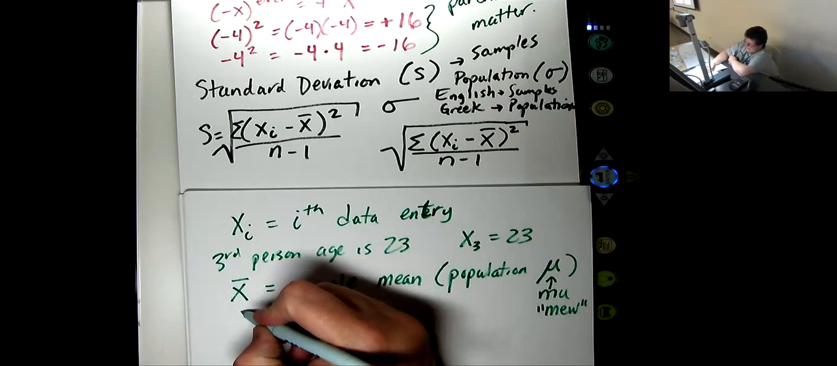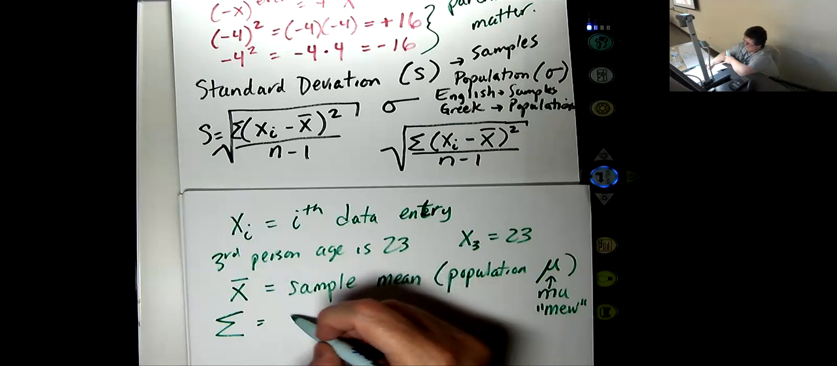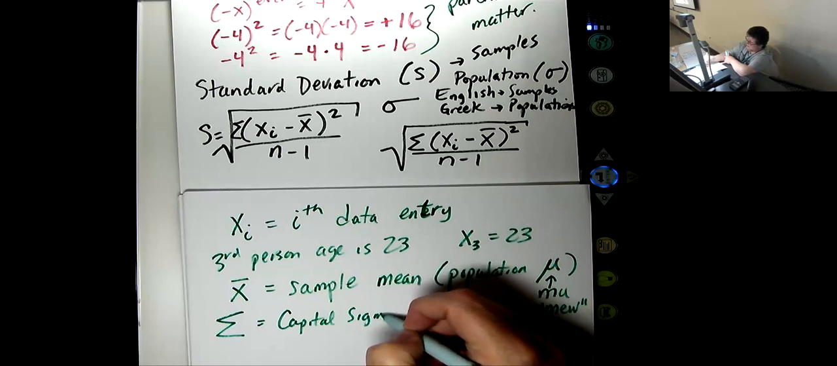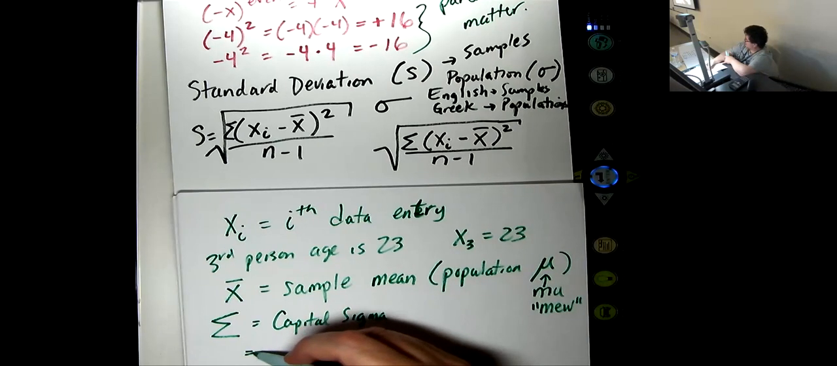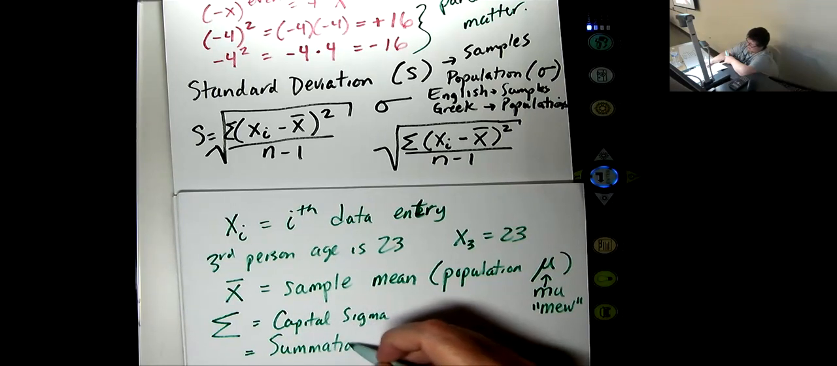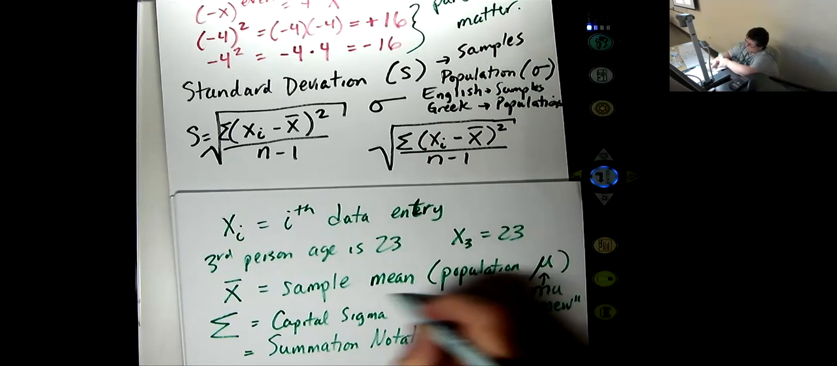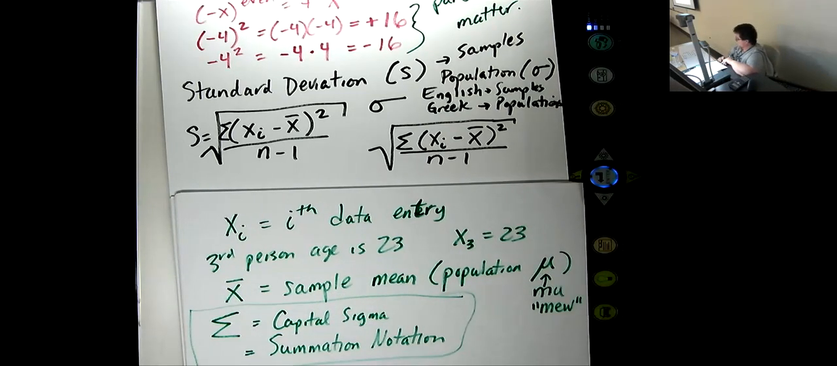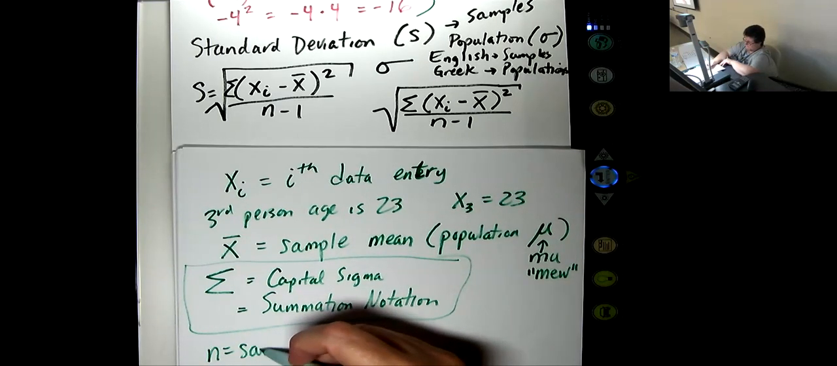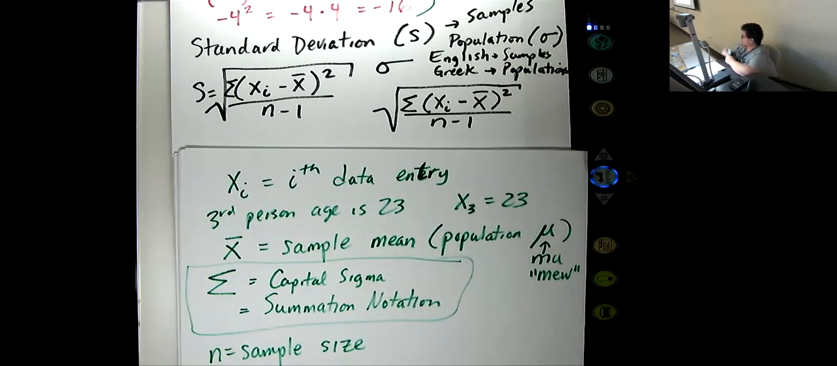That cool looking E is the capital letter sigma. It's a Greek letter, and it stands for summation notation. We'll talk about what we do with it in a second. The n is the sample size. We talked about sample size just on Tuesday in the main class.